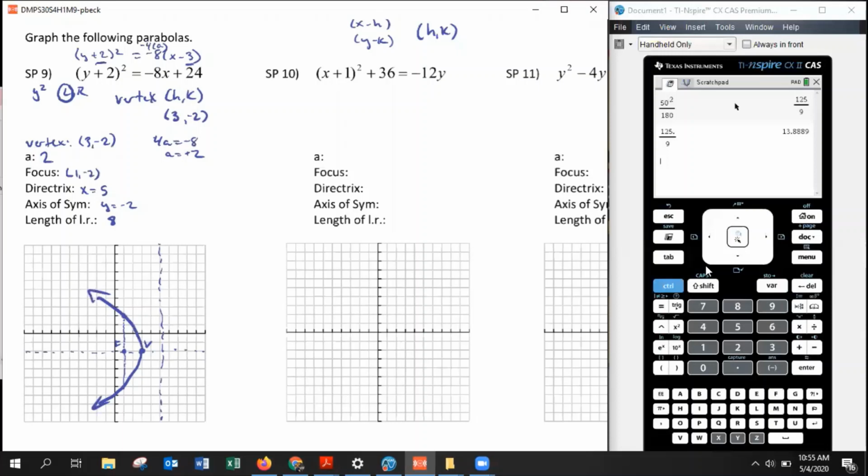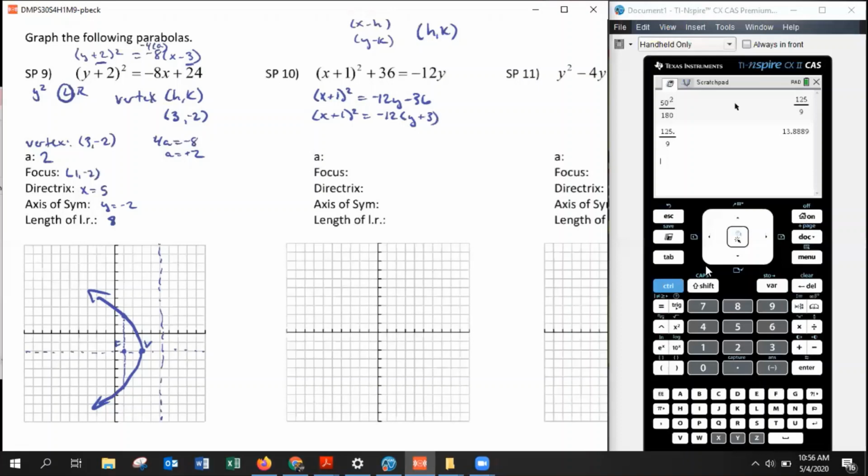All right, on to problem number 10. First things first, we do need to get the square by itself. So I have x plus 1 squared equals -12y, so negative 12y minus 36. And like before, we need to factor out that coefficient in front of the y. So that becomes y plus 3.